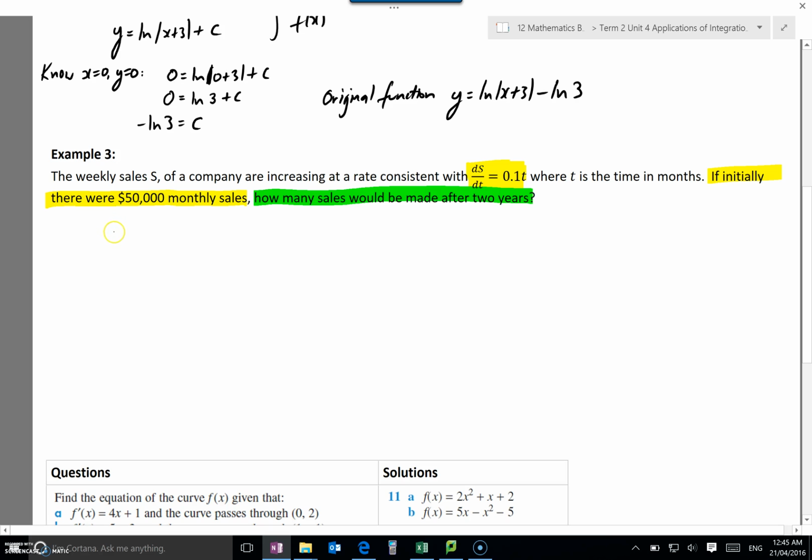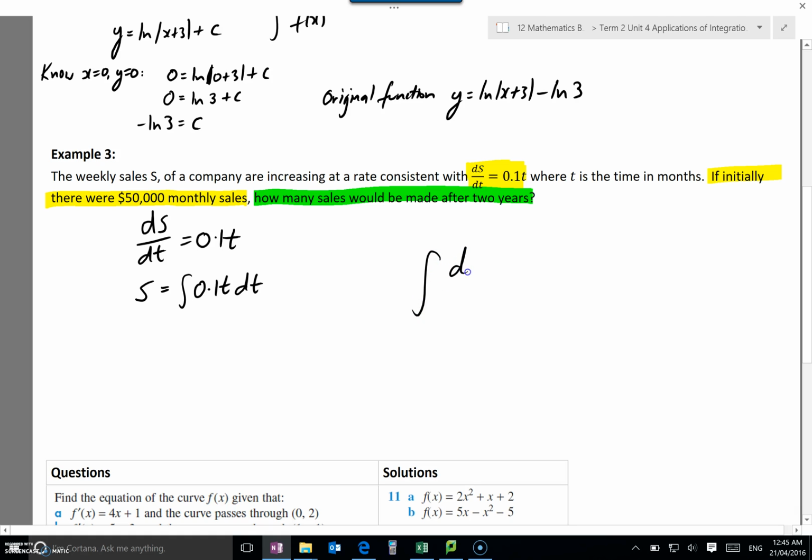So I'll write down this fact that ds/dt equals 0.1t. I'm trying to find s, so I know I need to undo this differentiation. I need to integrate this side with respect to t. Always, to undo differentiation, you need to integrate.